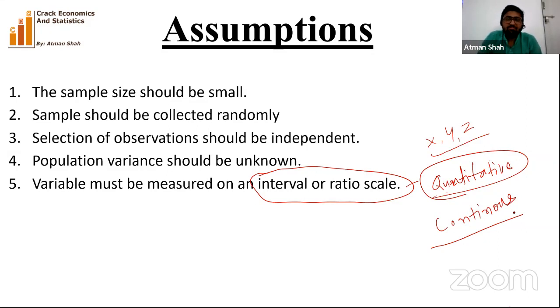For example, if we have IQ level, then we have the data on IQ. If we have marks, that is quantitative data. Income, expenditure, advertisement expenditure, sales of a company: these are quantitative data. So we cannot perform the t-test if our data is nominal or ordinal.